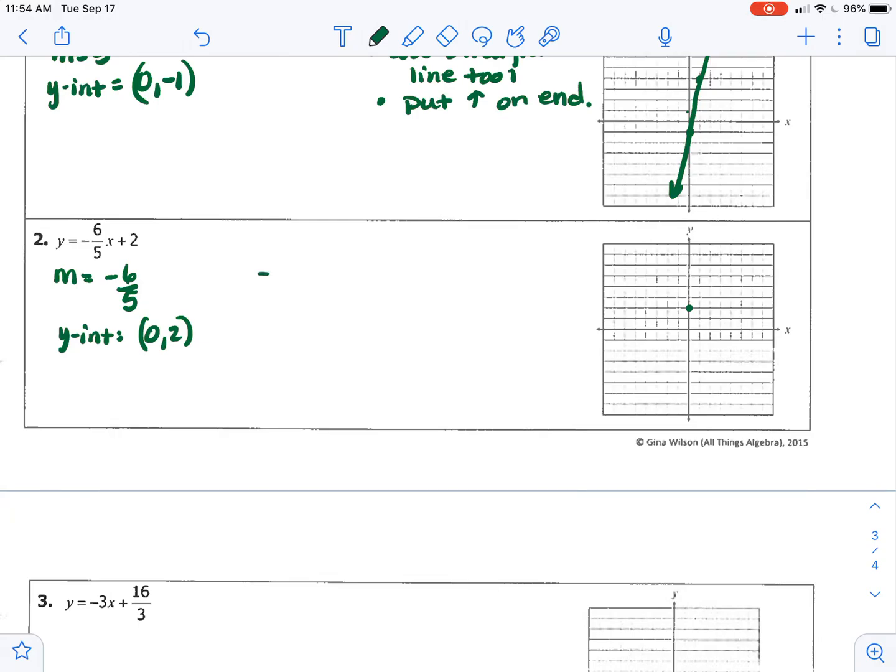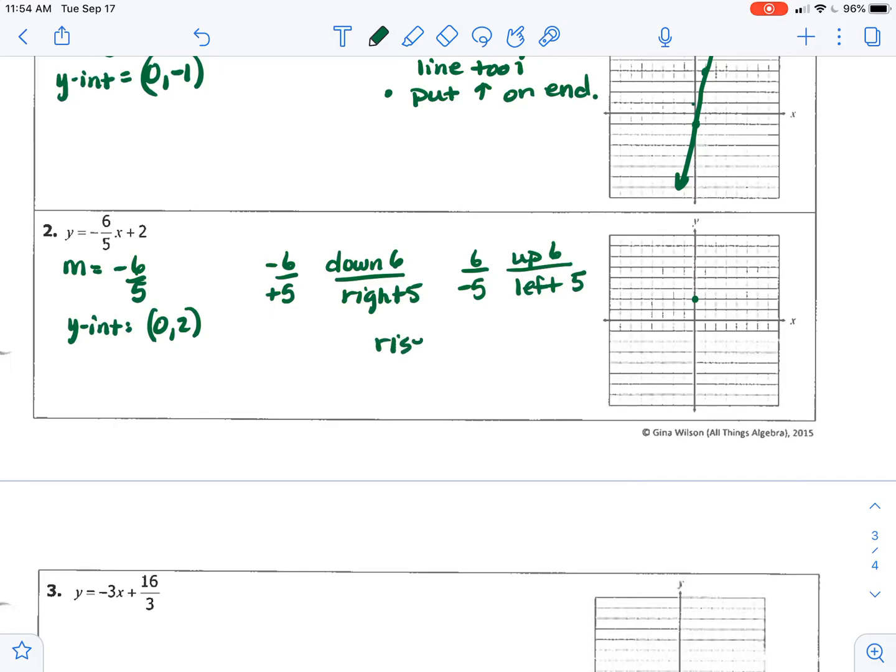Now remember, if you have -6/5, okay, then you could do -6/5, which would mean down 6, right 5, because that's positive. Or you could do 6 over -5, which means up 6, left 5, okay? Because again, remember, slope is rise over run, okay? So that means it's up or down over right or left.